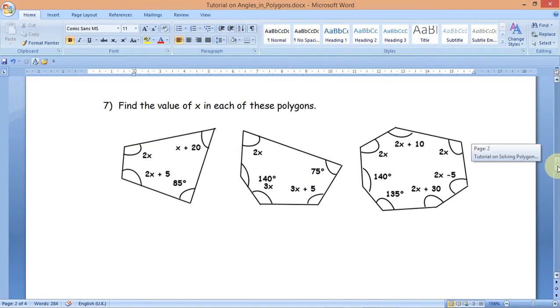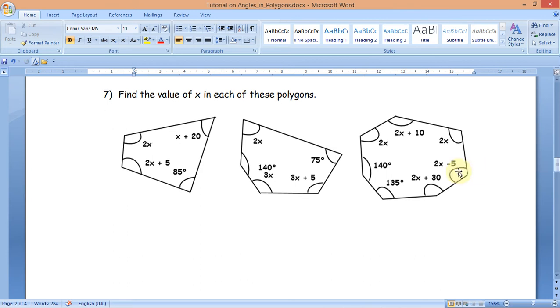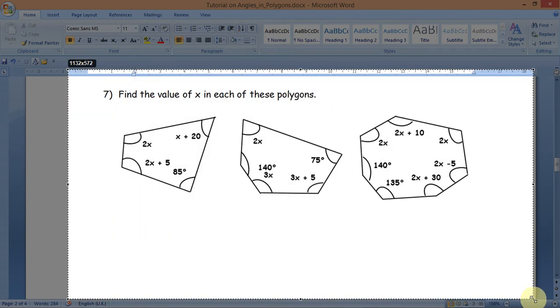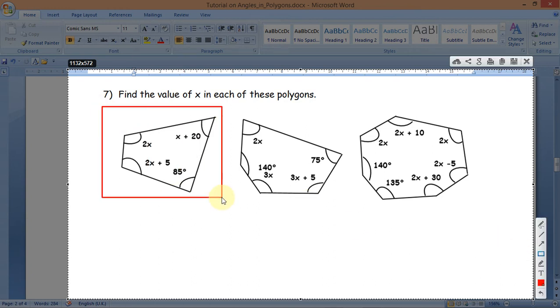Then question 7. Guys, the same method here, but I have a lot of questions to solve, much more demanding questions down there. So let me just work with this one. You follow the same steps to complete either of these. Now find the value of x in each of these polygons. The same way here. This is four-sided, n is 4 here. The only difference between question 6 and question 7 is that here I have variables, so you just work with them instead of constants.